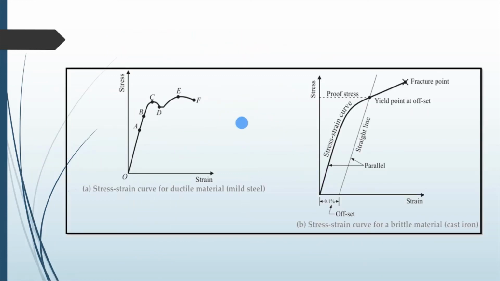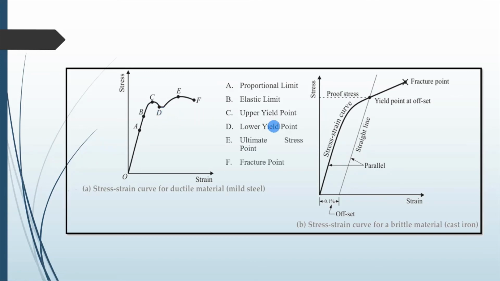Now this part we have already seen. This is for ductile material. These are the points on the ductile material stress strain curve: first the proportional limit, second the elastic limit, then the upper yield point, lower yield point, ultimate stress point, and fracture point. So here you can observe this curve for ductile material.